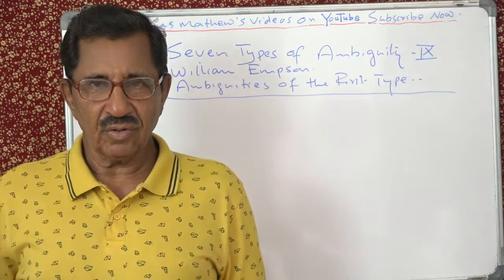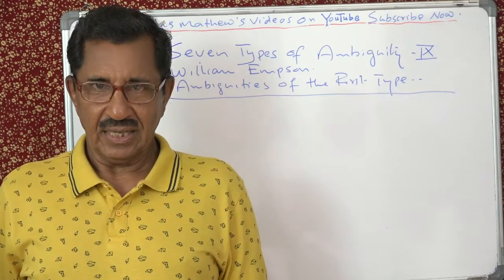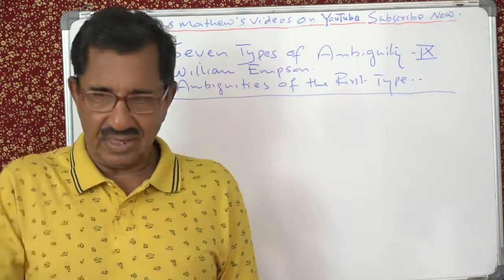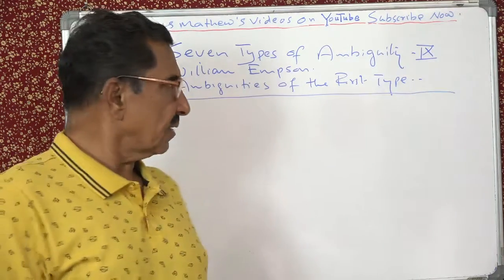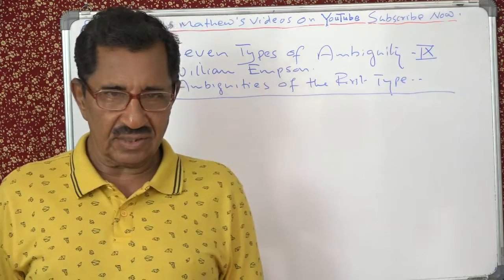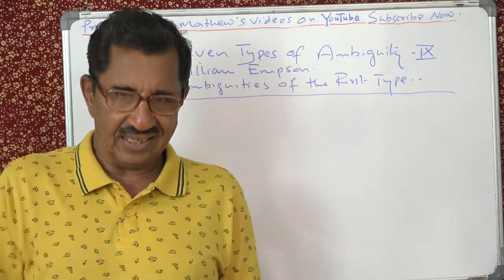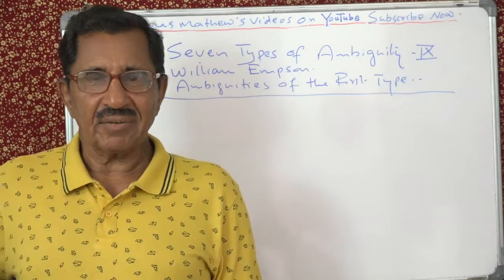Sixth one we saw, rhythm. Rhythm can influence the meaning. And the seventh one today, that's what we are going to see, continuation of the sixth one, and then the seventh one today is dramatic irony.